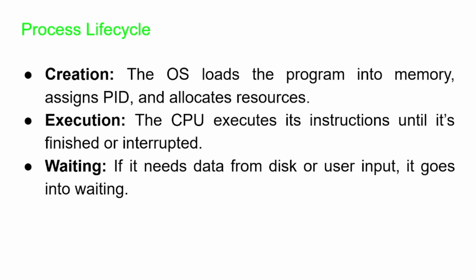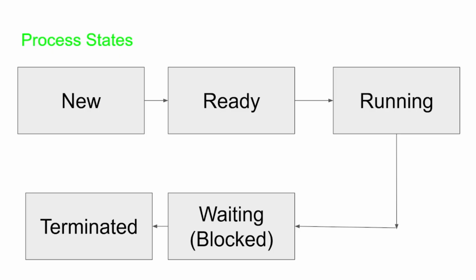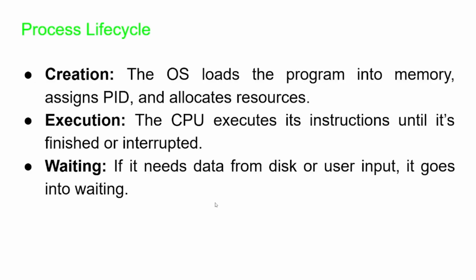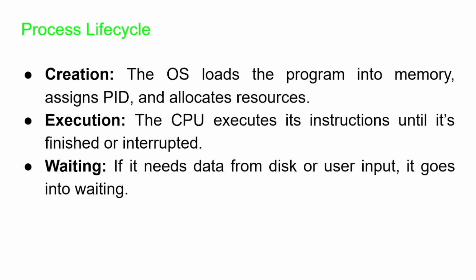So here are the process life cycle stages: creation, execution, waiting, ready queue, and termination. Just like we saw in the process states, we have five states for each process: new, ready, running, waiting, and terminated. In creation, the OS loads the program into the memory, assigns a PID, the process ID we just saw, and allocates the resources.